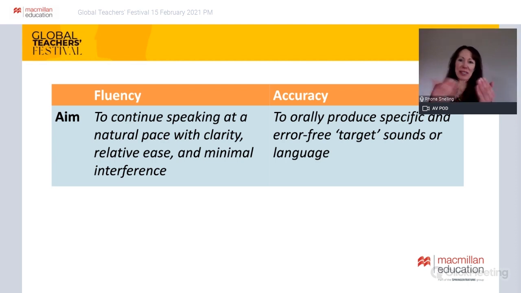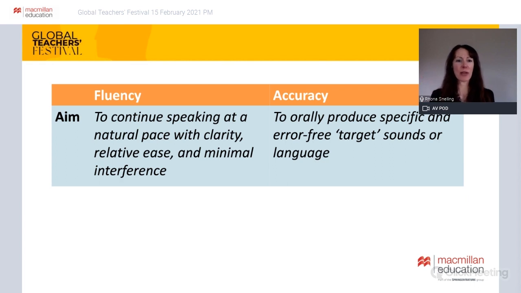So again, if we were together, I could put these ideas on the board and we'd have a working definition and description of the 2 terms. But for now, if that's okay, let's use these ones. So for fluency, the aim would be to continue speaking at a natural pace with clarity, relative ease, and minimal interference.